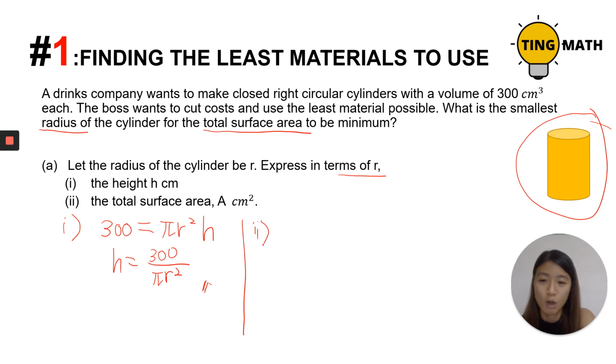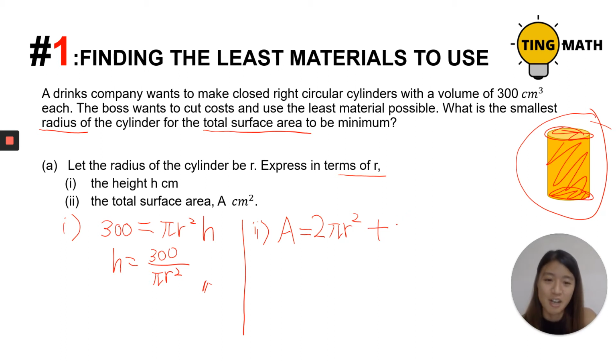Now we have to find our total surface area, A cm squared. So let's form an equation again. For the surface area of a cylinder, let's find these two circles first: the area of the two circles on the top and the bottom. The area of a circle is pi r squared, and I have 2, so simply multiply by 2. Then the curved surface area would be 2 pi r multiplied by h. But we are not done yet because we need to express it in terms of r, so we are going to plug this in.